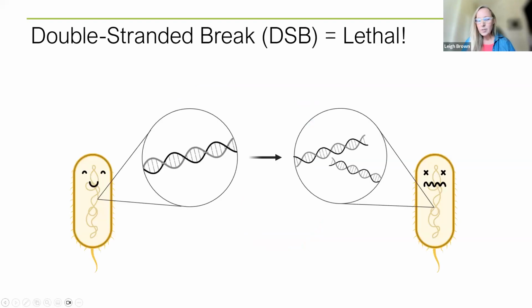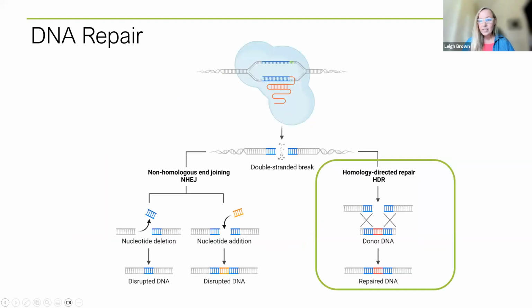Now, like I said, double-strand breaks are lethal, and so cells have different repair mechanisms. So let's look at a couple of those here. 2 main pathways, non-homologous end joining, where you have your double-strand break and nucleotides are just kind of inserted or taken away willy-nilly. And as you might imagine, this causes a lot of frame shift mutations. So this tends to not be a great fix, right? Oftentimes it's lethal. You have disrupted DNA either way, okay?